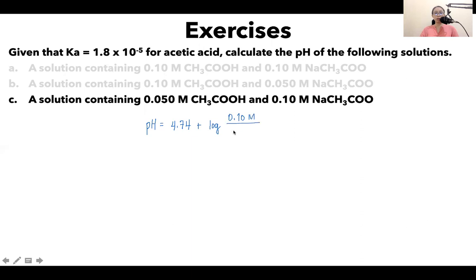So our ratio is 0.10 molar divided by 0.050 molar. And computing for this, you will get a pH value of 5.04. If you notice, the difference is the same, right? It's 0.3 units from the pKa. Now, the direction is determined by whether you have more of the conjugate base, so you will get a higher pH, or if you have more of the weak acid, so you will have a lower pH than the pKa.